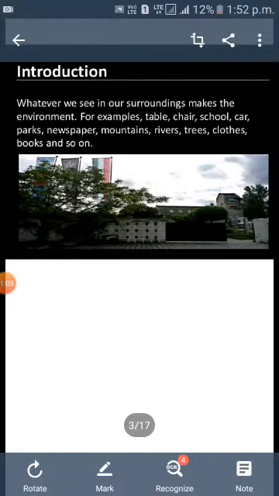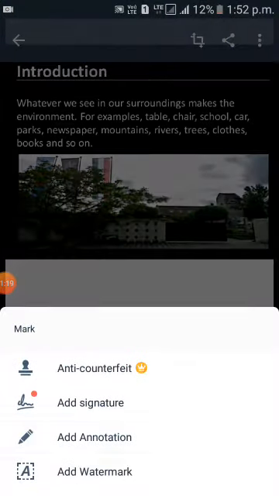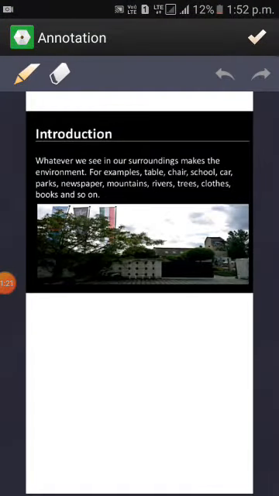So first of all, introducing our topic. This picture will help you understand what we are going to learn. Here in this picture you see buildings surrounded by plants. There you see roads, etc. So we can say whatever we see in our surroundings makes the environment.